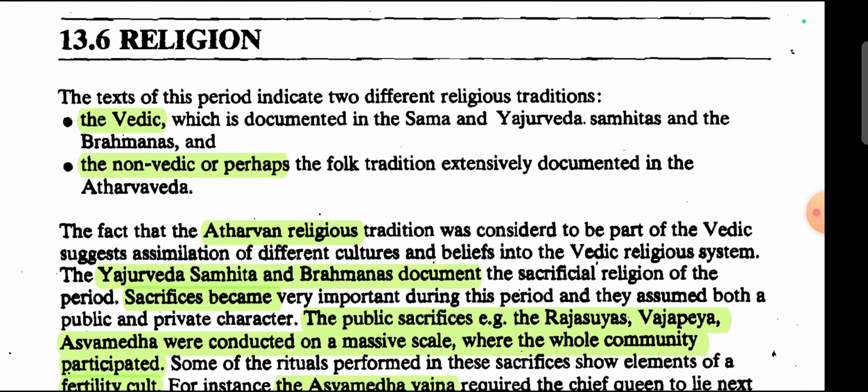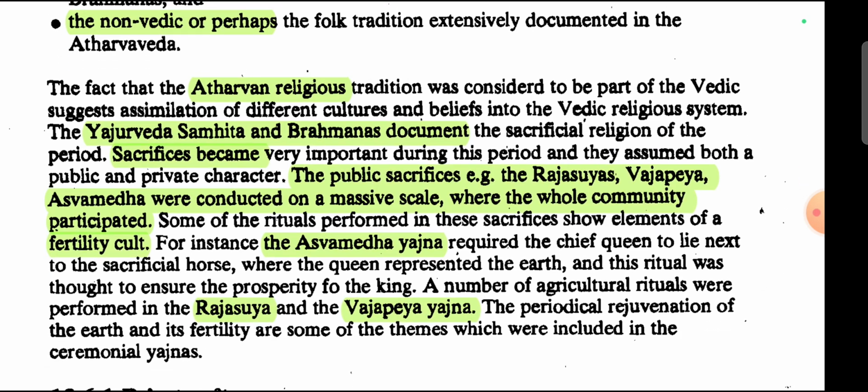Religion. The texts of this period indicate two different religious traditions: the Vedic, which is documented in the Sama and the Yajurveda, Samhitas and the Brahmanas, and the non-Vedic, or perhaps the folk tradition, extensively documented in the Atharva Veda. The fact that the Atharvan religious tradition was considered to be part of the Vedic suggests assimilation of different cultures and beliefs into the Vedic religious system. The Yajurveda Samhita and Brahmanas document the sacrificial religion of the period.